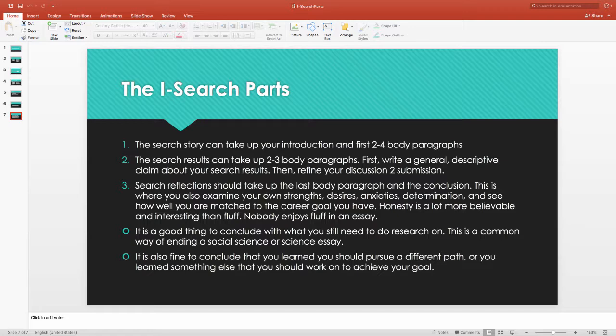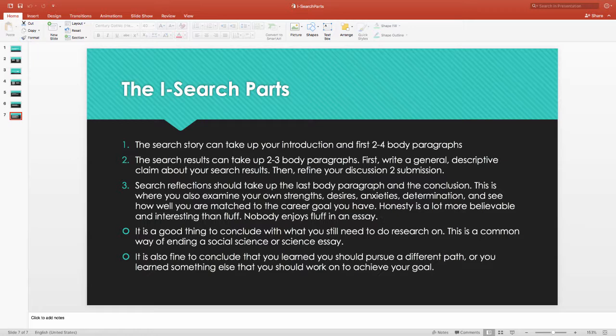Then refine your discussion to submission. Search reflection should take up the last body paragraph and the conclusion. This is where you also examine your own strengths, desires, anxieties, determination, and see how well you are matched to the career goal that you have. Honesty is a lot more believable and interesting than fluff. Nobody enjoys fluff in an essay, by the way.